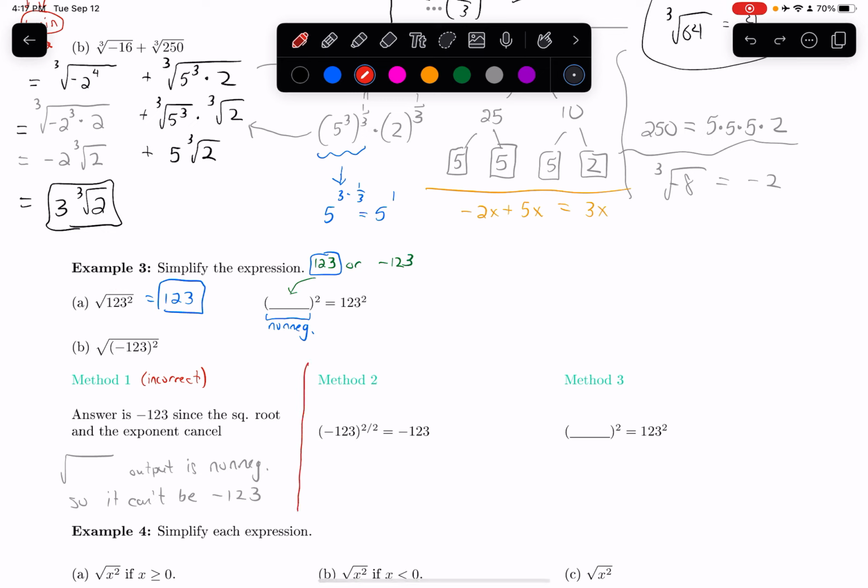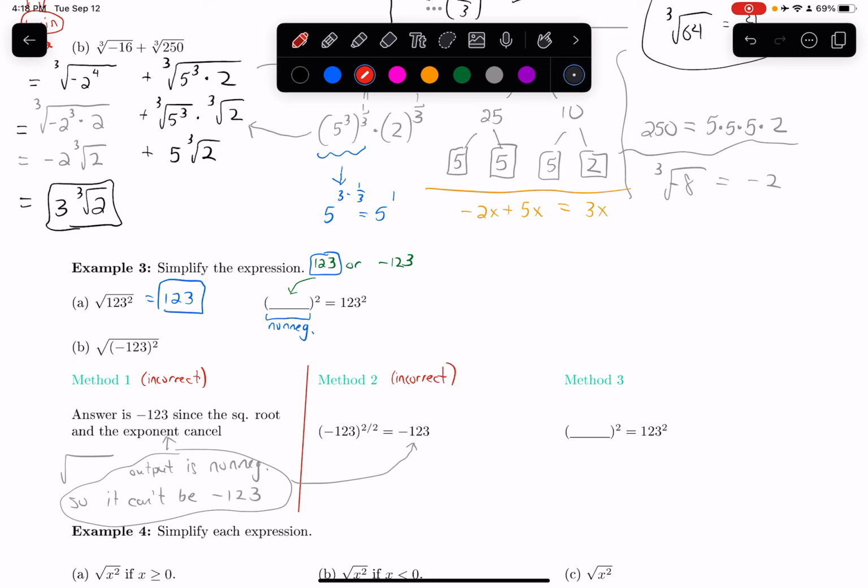Let's try it another way. The second person said, okay, I got a power and I got a root. Doesn't that mean I can rewrite it as a fractional power? The power goes on the numerator of the fractional part, and the root, this is a square root, goes on the denominator. And if I simplify 2 over 2, that just becomes a 1. And then that would just give me negative 123. Well, that can't be right for the same reason. A square root can't give me a negative number as an output. So this same reasoning applies here, and it applies to this answer as well. It can't be negative 123. So this has got to be incorrect.